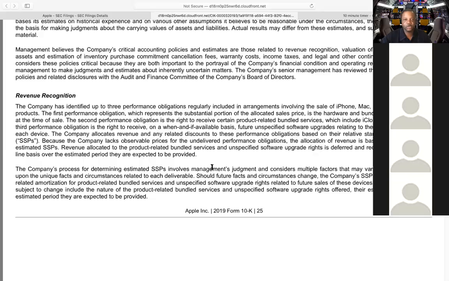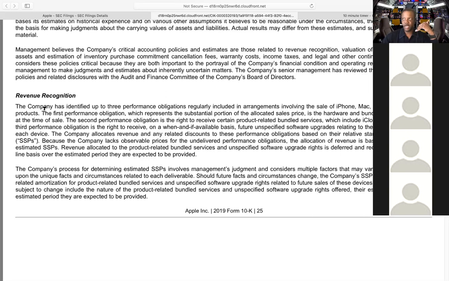So let me apologize. I think I just went way too deep. I was just excited about this. Here's Apple's. Let me just show you how Apple describes their revenue recognition policy. So I just pulled this up on the internet, and it says, so this is not Verizon, right? This is Apple. The company has identified up to 3 performance obligations regularly included in arrangements involving the sale of iPhones, Macs, iPads, certain other products.